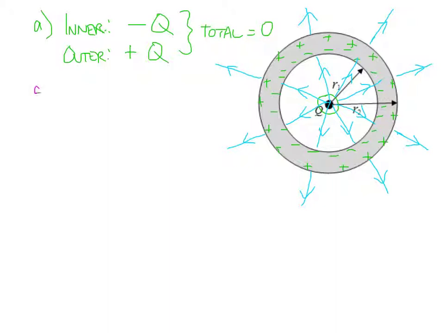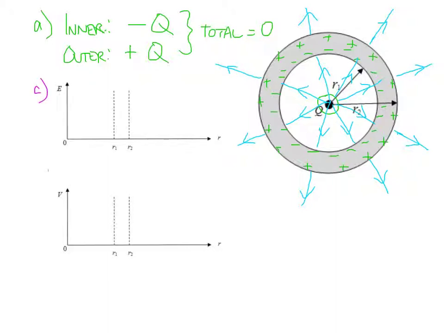For part C, sketch a graph of the electric field as a function of the distance r from the point charge. So you can see from the diagram that the electric field is the strongest closest to this charge, and it gets a little bit weaker because the lines are further apart as you get toward R1. Then between R1 and R2 the electric field is 0, and then outside of R2 it goes back to having electric field, it's just weaker than before.